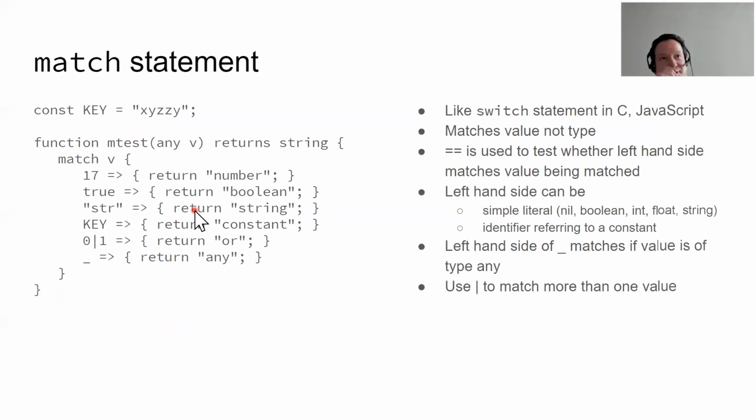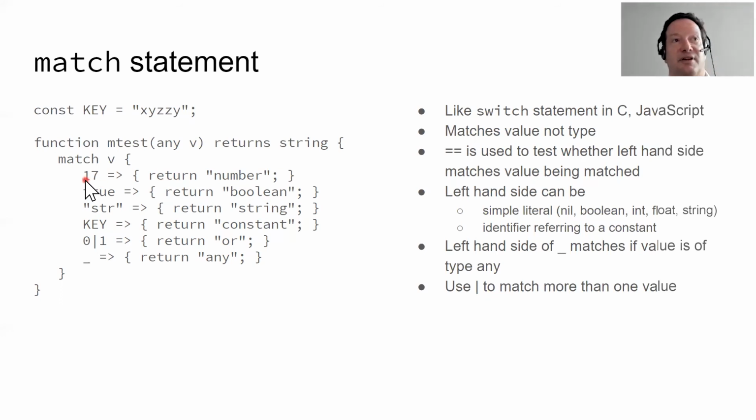Okay, so match. This is like switch in C or JavaScript. We're matching values here, not types. On the left-hand side we have a pattern, then an arrow, and then what you want to do in that case. It tests each one in turn until it finds one that matches. And if it doesn't match, then it doesn't do anything.